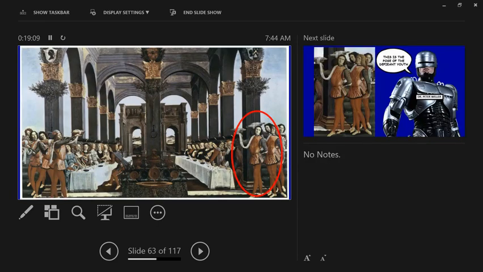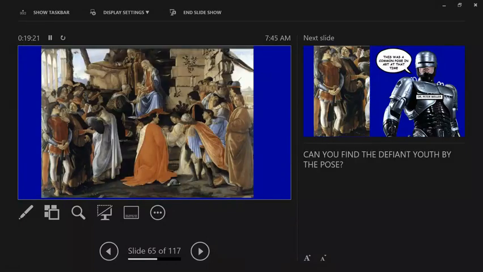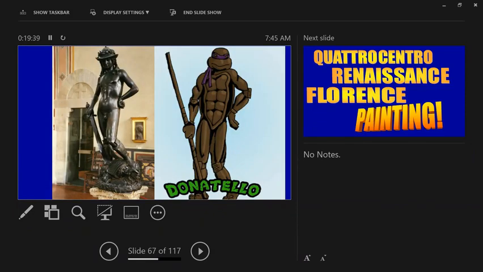Another thing is that this pose is very common in the Renaissance. This is the pose of the defiant youth, and we find this pose in a lot of artworks. So Dr. Peter Weller says that this is not evidence of homosexuality, but of a defiant youth, which was popular at that time. All right, so that finishes us for Donatello.